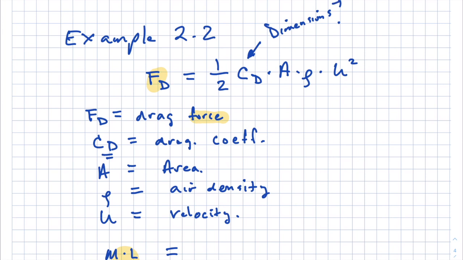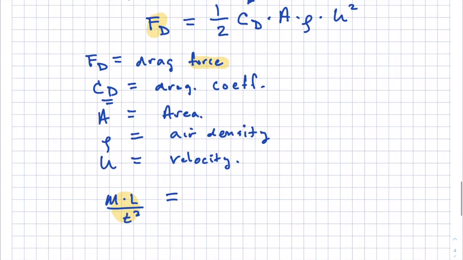That's the question. Now we have area, and I think we don't have to look that up in the table. That would be a length squared, a cross-sectional area. Okay, air density. You can look these up in the table, or you can try to figure them out yourself. So what is density?